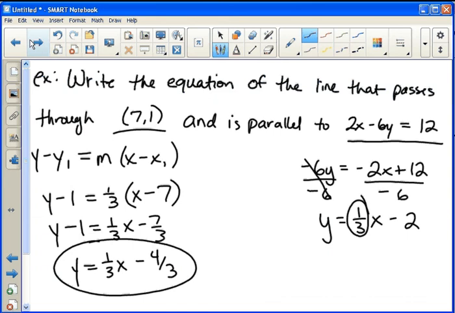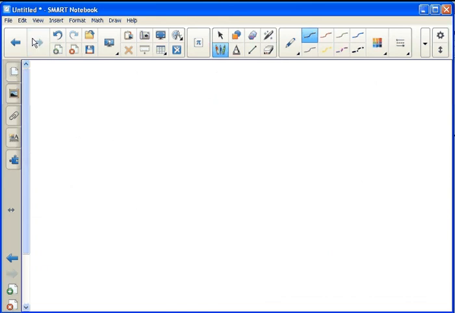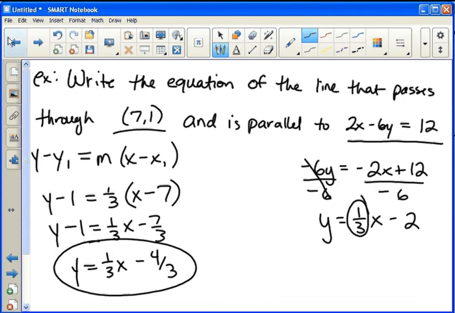Okay, I believe that's all we have. Page 189 in our book has some problems like this, if you want to look at how to graph horizontal and vertical lines, or how to find the equation of a line when you're given one point and a parallel line.